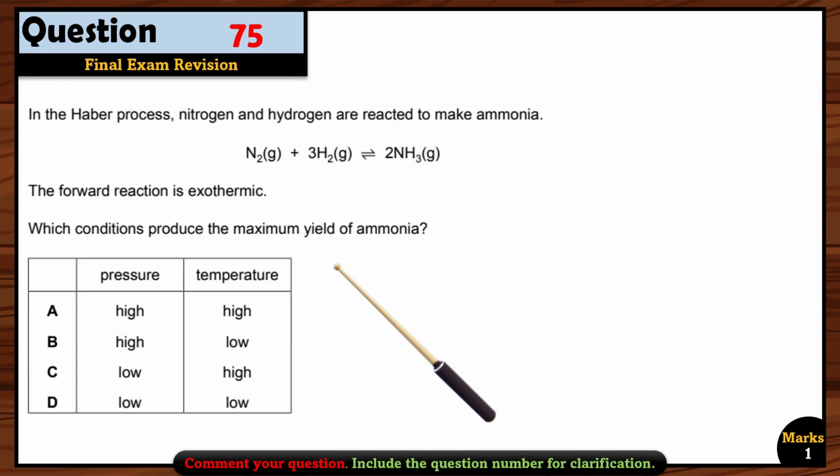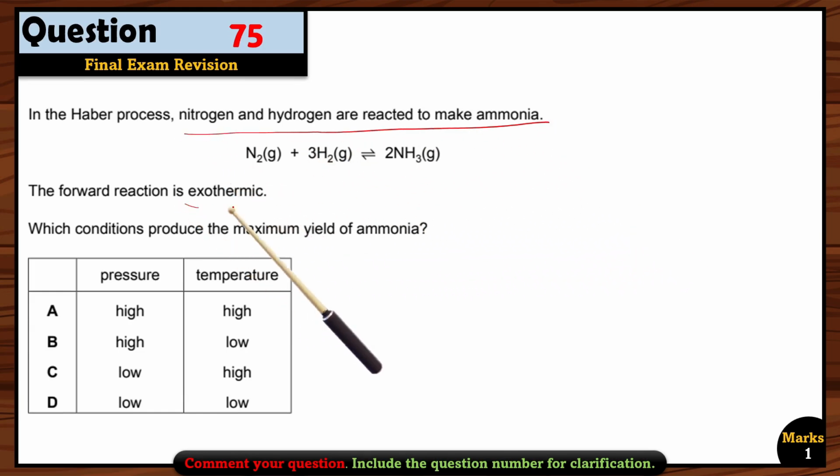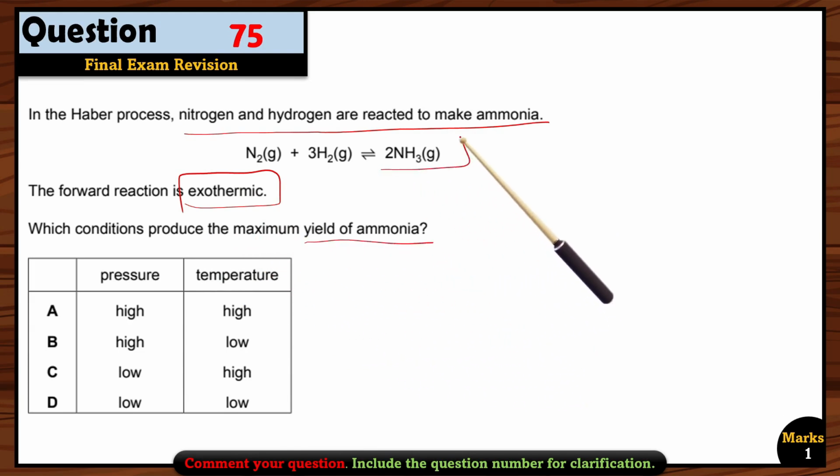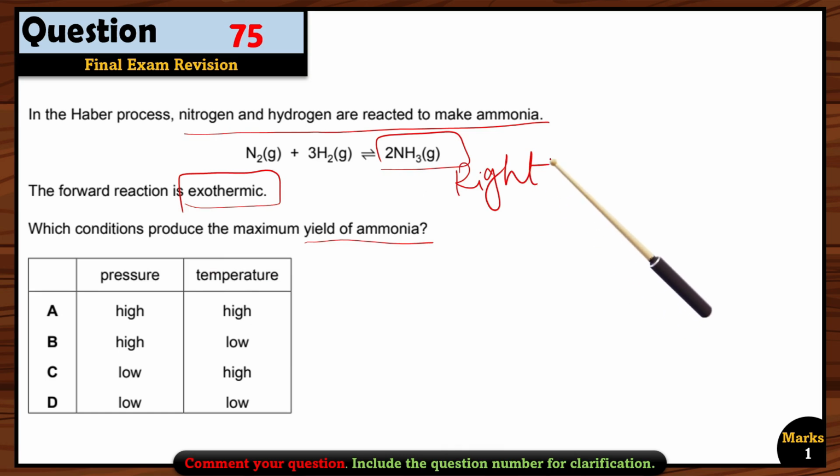Let's see another example so it will be more clear to you. In the Haber process, nitrogen and hydrogen are reacted to make ammonia. The reaction is exothermic. Which condition produces a higher yield of ammonia? So ammonia is on the right side. So it means we have to shift our equilibrium towards the right side to get more ammonia. So we have only two options, the pressure and temperature. Temperature is dependent on exo and endo. They have already given you the information that the reaction is exothermic.